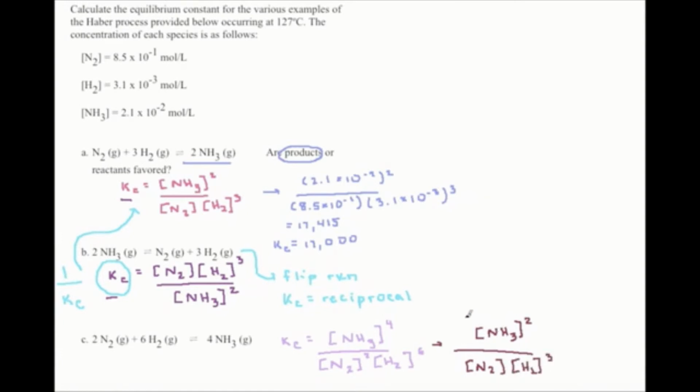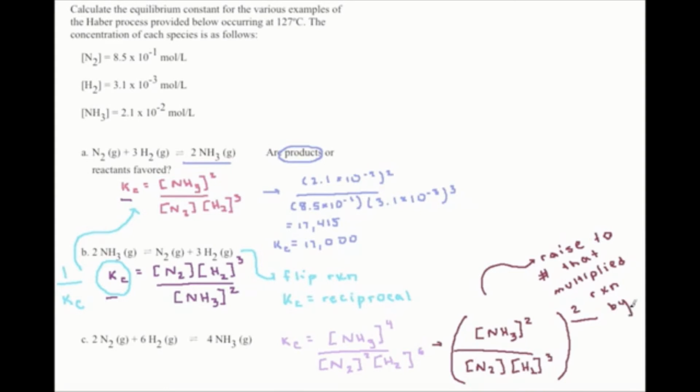but then take the entire expression and square it, because then I would get NH3 to the 4th, N2 squared, and H2 to the 6th. So what I'm going to end up doing to my equilibrium constant is raise it to whatever value I multiplied my entire reaction by. So you're going to raise it to the number that you multiplied the reaction by. I'm going to go over this again at the very end of this video, but there are just 2 ways that I can manipulate a reaction.